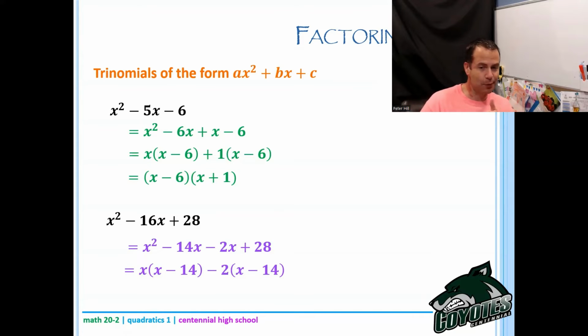I'm excited. I see x minus 14 in both of those. So the x minus 14 can get pulled to the front, and I'd be left with x minus 14 times x minus 2. Okay?